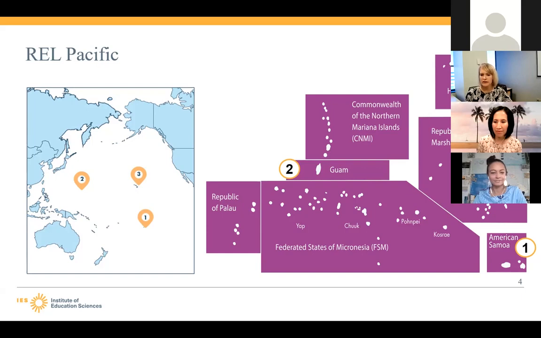So we serve educators in the state of Hawaii, in 3 U.S. territories, including American Samoa, Guam, and the Commonwealth of the Northern Mariana Islands, and then 3 independent nations in free association with the U.S. And that includes the Republic of the Marshall Islands, the Federated States of Micronesia, including Kosrae, Pohnpei, Chuuk, and Yap, and the Republic of Palau. And within these jurisdictions, we work with a number of research practice partnerships, and those focus on several distinct priority areas, which I'll just briefly describe.